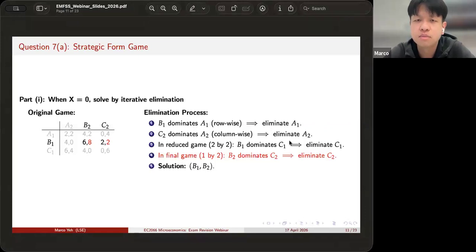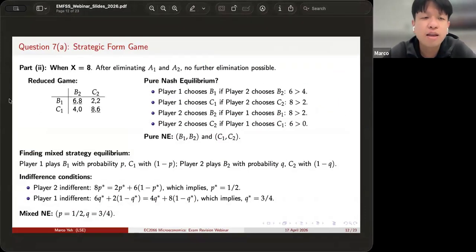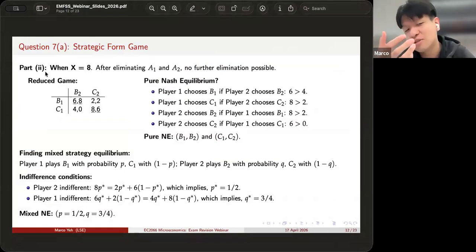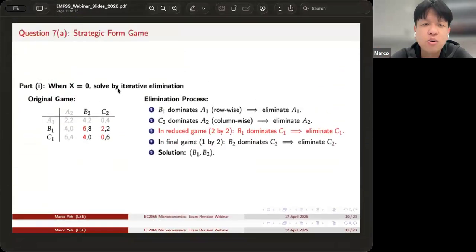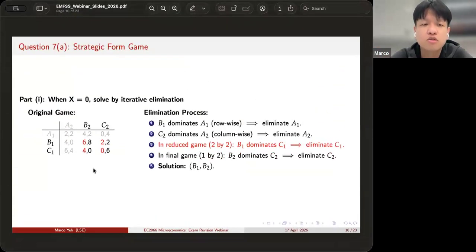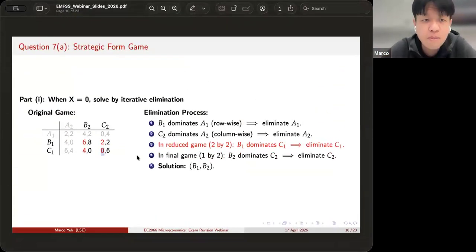All right. Now for 7A2, I forgot there are 2 steps. Sorry. So for part 2, 7A, suppose X equals 8. We can do the elimination again, but you will stop when we have a 2x2 matrix because now this number is 8, no longer 0. You don't have the strict dominance. In part 1, 6 is greater than 2, 4 is greater than 0.